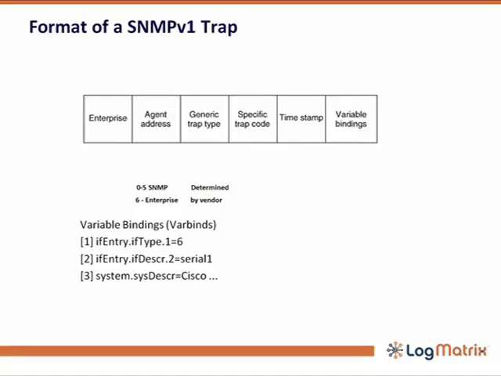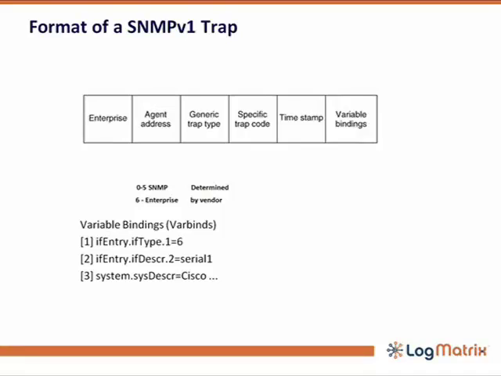There is an enterprise ID, there is an agent address, there is a generic trap type, there is a specific trap code, there is a timestamp, and then there are variable bindings. And you'd notice I didn't say a variable binding, but there are variable bindings. They number from 0 to 255 possible variable bindings. That is up to the vendor as to how many they attach to their specific trap. But there can be up to 256 of them.